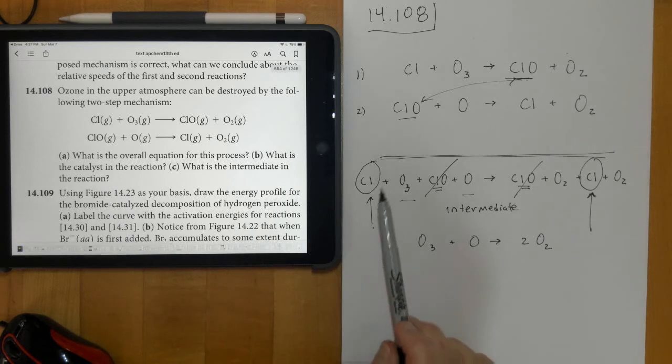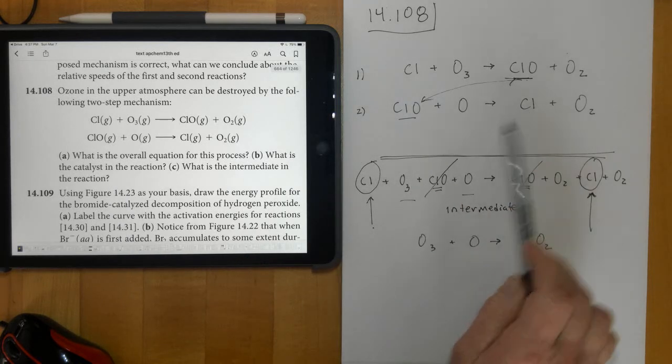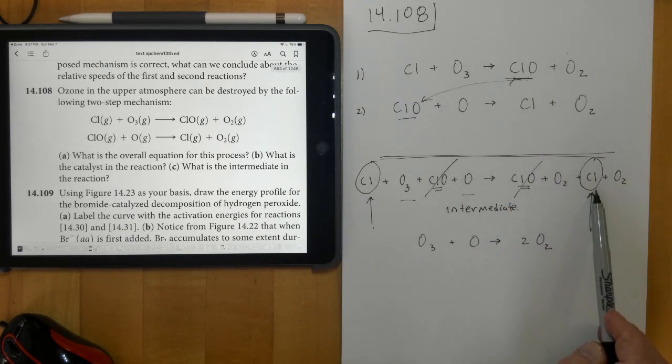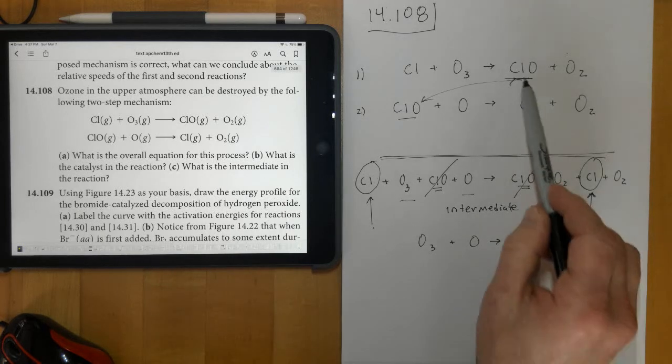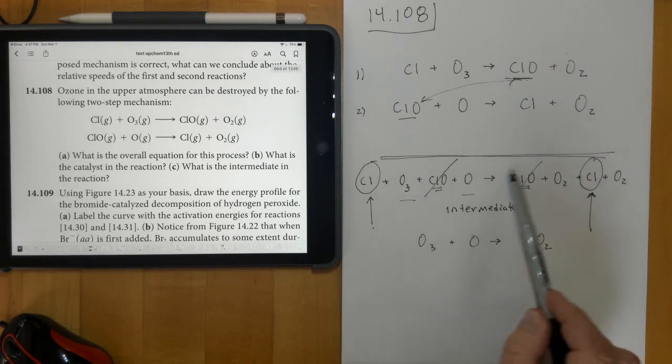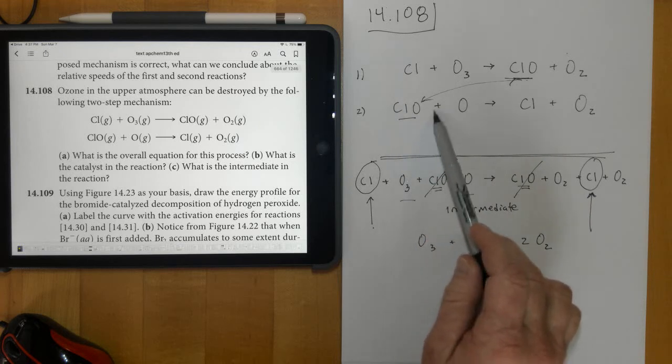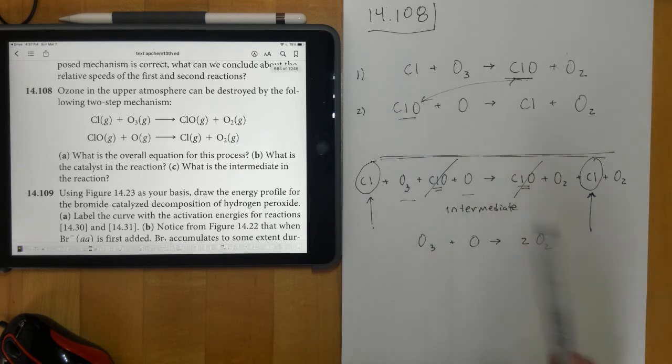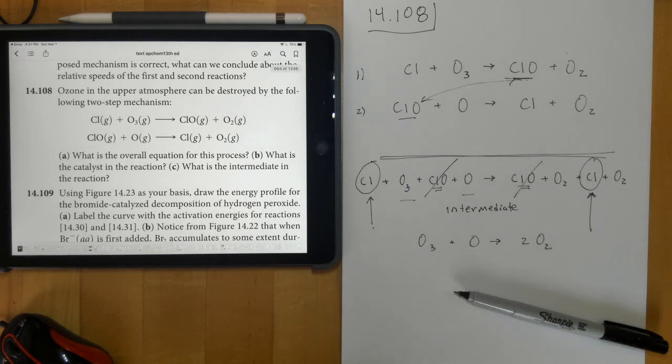What is the catalyst? Something that is present at the beginning and the end of the reaction. And then what is the intermediate that's formed? The thing that's formed right here, and then the thing that is used up right here again, and those cancel out, and those are our intermediate in the reaction. That's 108.